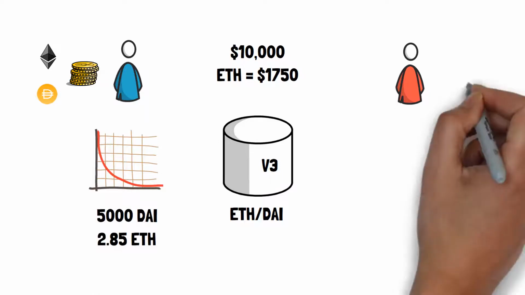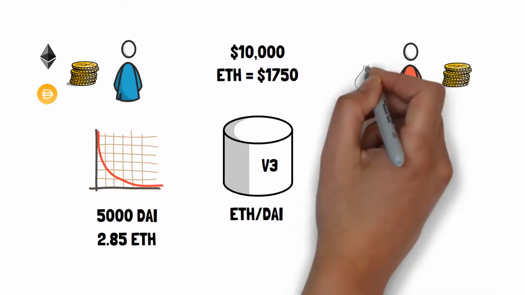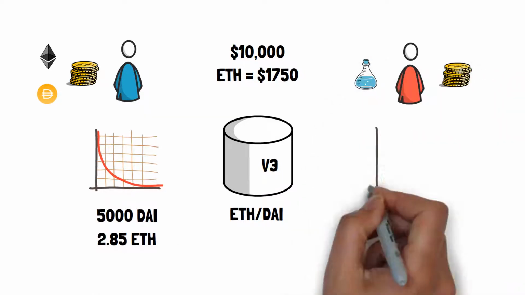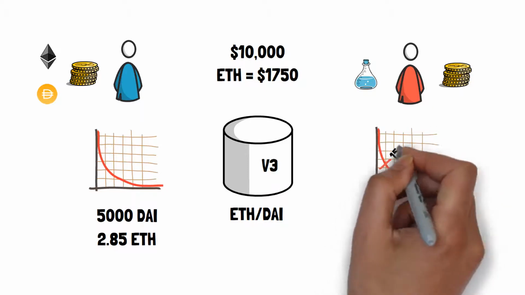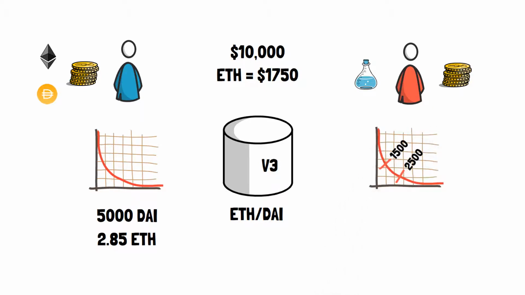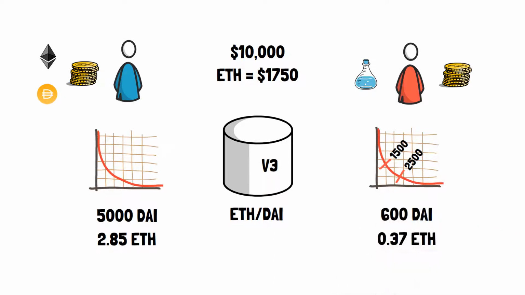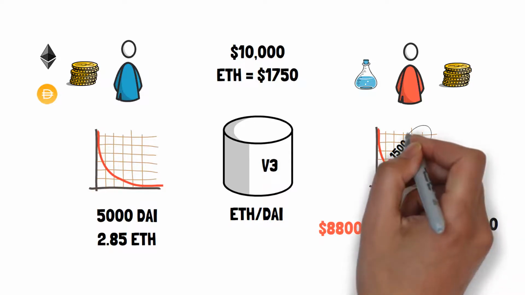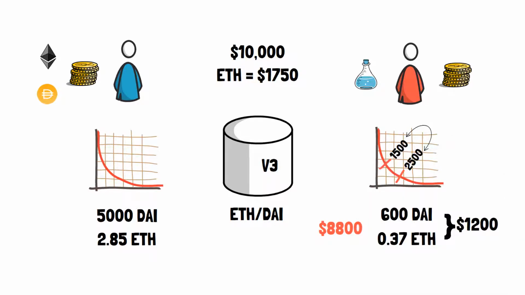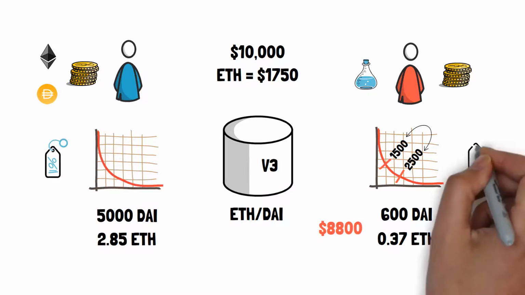Bob, instead of using his entire capital, decides to concentrate his liquidity and provides capital within the price range from 1,500 to 2,500. He deposits 600 DAI and 0.37 ETH, a total of $1,200, and keeps the remaining $8,800 for other purposes. What is interesting is that as long as the ETH DAI price stays within the 1,500 and 2,500 range, they both earn the same amount of trading fees.